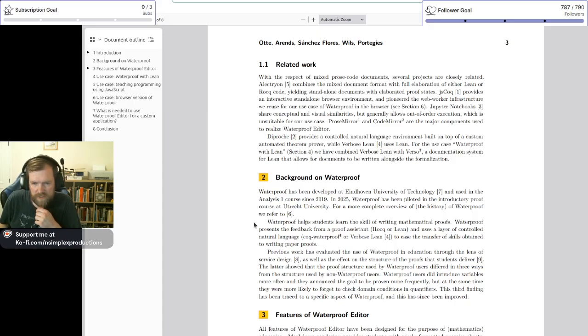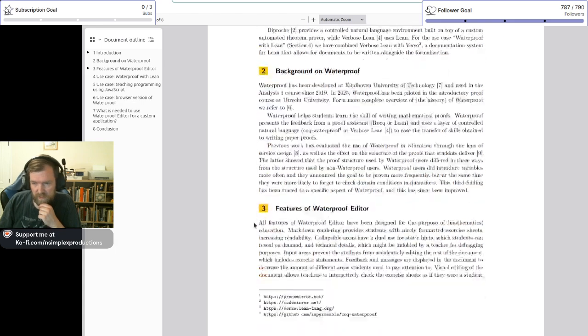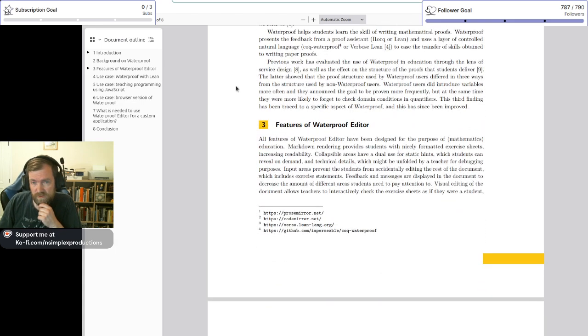The latter showed that the proof structure used by Waterproof users differed in 3 ways from the structures used by non-Waterproof users. Waterproof users did introduce variables more often, and they announced the goal to be proven more frequently. But at the same time, they were more likely to forget to check domain conditions and quantifiers. Nice. This third finding has been traced to a specific aspect of Waterproof and has since been improved. Also nice.